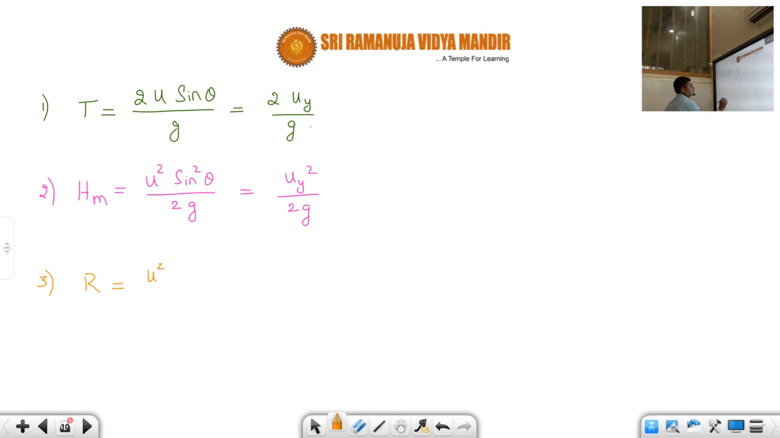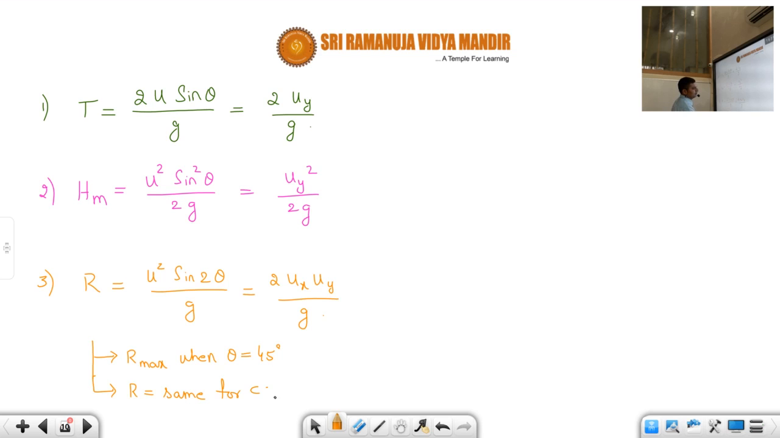And then of course we have the third formula, that is range. What is the formula for range, students? U square sine 2 theta by g, or 2 times ux into uy by g. So these are the formulas we have learned. Also regarding range, we have seen 2 points. One point is range is maximum when theta is equal to 45. And second, range will be the same for two angles. What are they? Complementary angles.